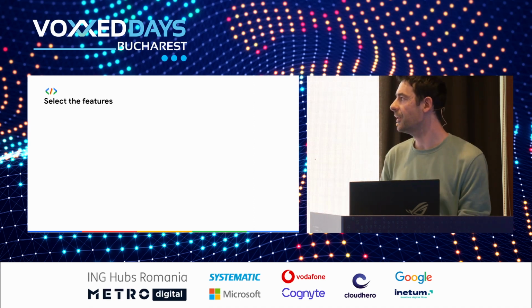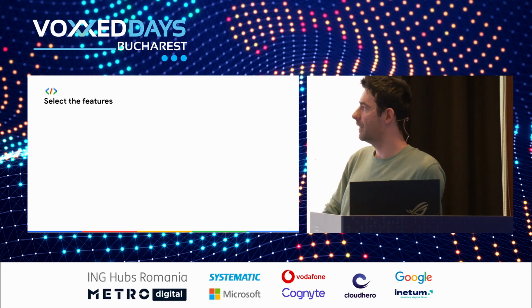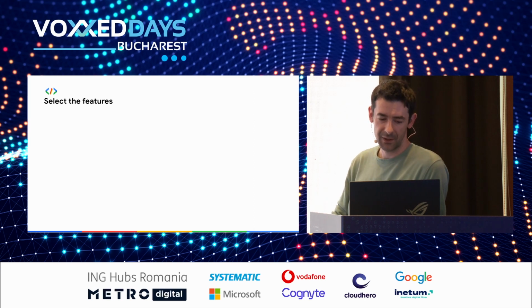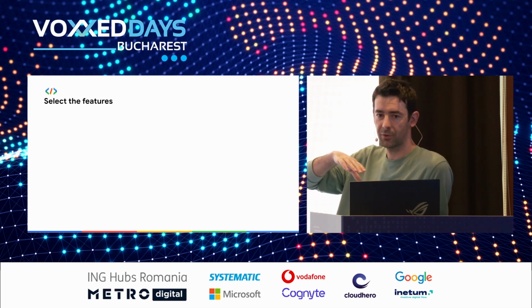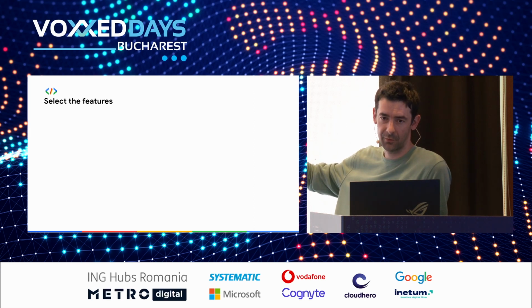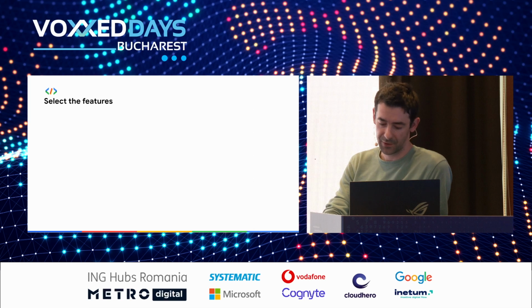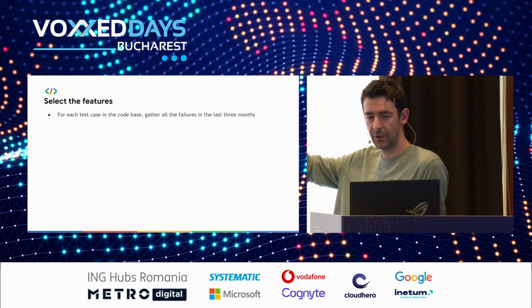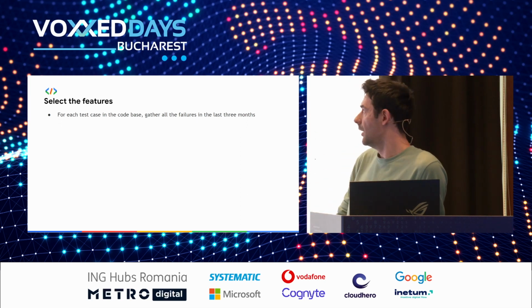Besides that, there is another thing that we have that we didn't mention, and I think a lot of you have that in your companies. I think GitLab provides that as well, which is to have a database of all the test execution history for all the tests in your Jenkins repository. So basically, for each test case in the code base, we're going to get all the failures for the last 3 months. Why 3 months? Because I think 3 months is a good enough period of time.